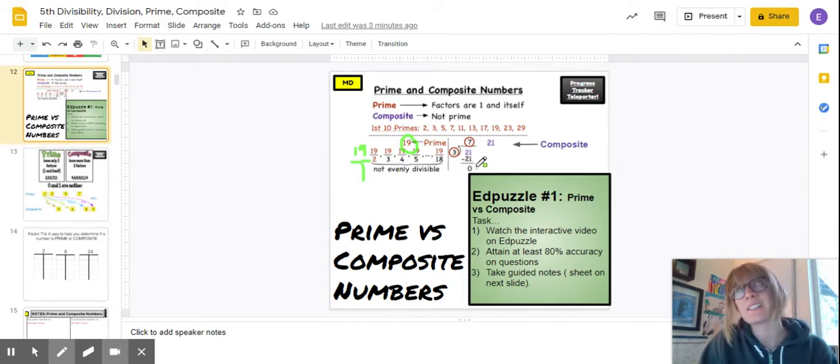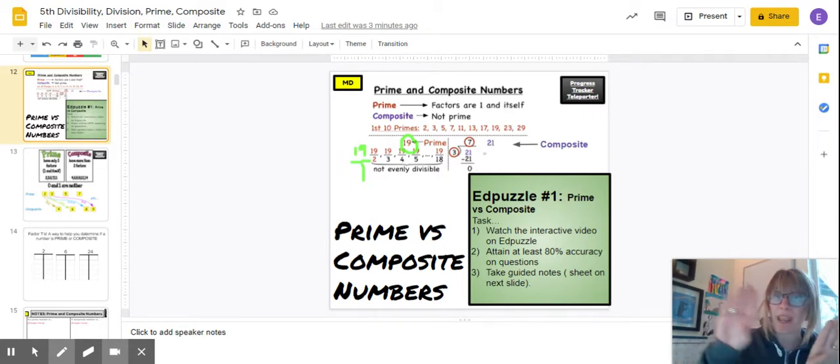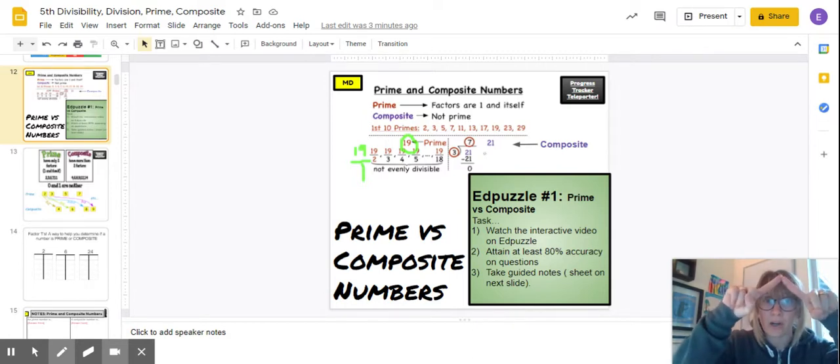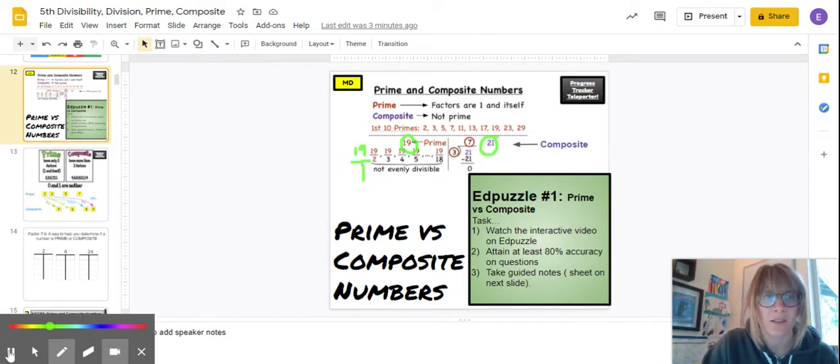Whereas composite is the exact opposite, meaning it's a number that has other pairs of numbers you can multiply together to hit your target number. So in this case, when we look at the number 21, you can do 1 times 21, that's a factor pair. You can also do 3 times 7. That's another factor pair, meaning it is not prime, but instead it's composite.